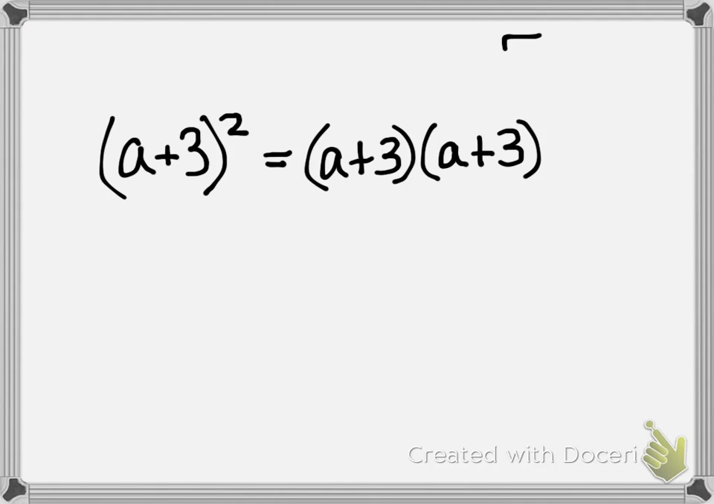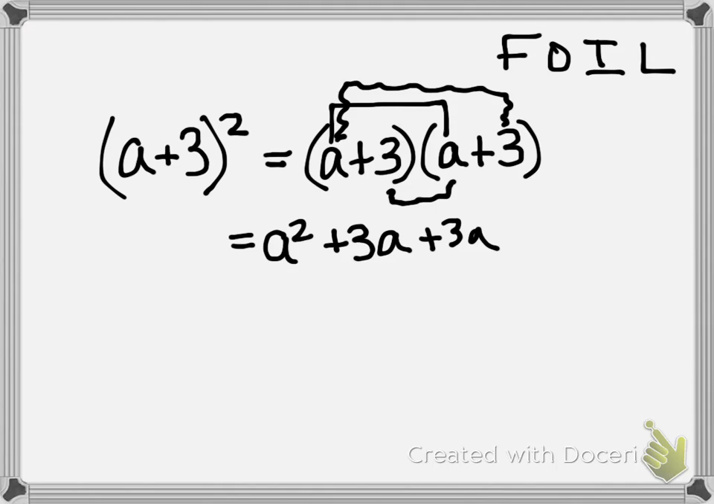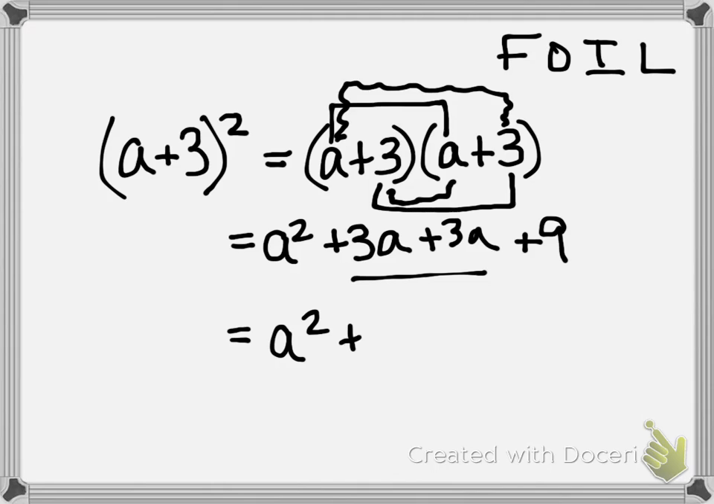You can either use the FOIL method, which says multiply your first two terms, then your outer terms, then your inner terms, and then your last two terms. And then the outers and inners are almost always like terms, so they will combine, and that's going to turn into a squared plus 6a plus 9.